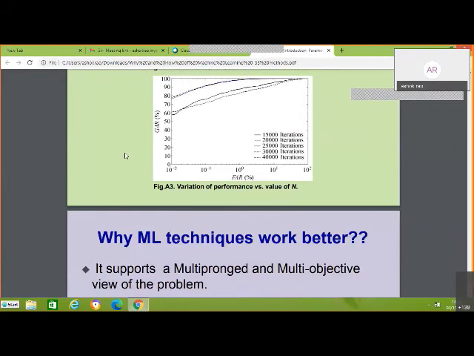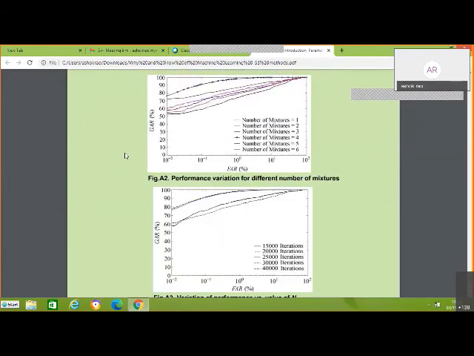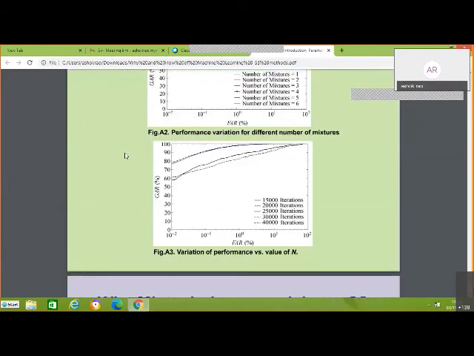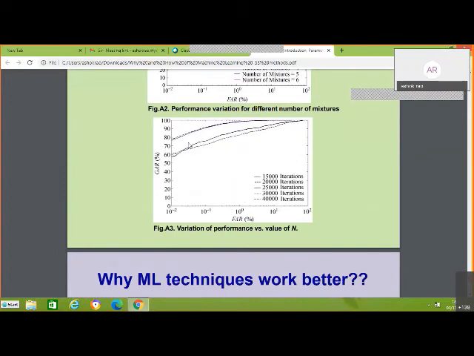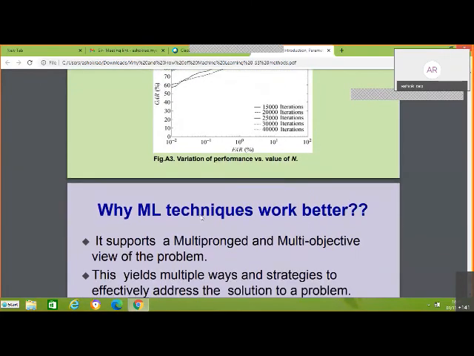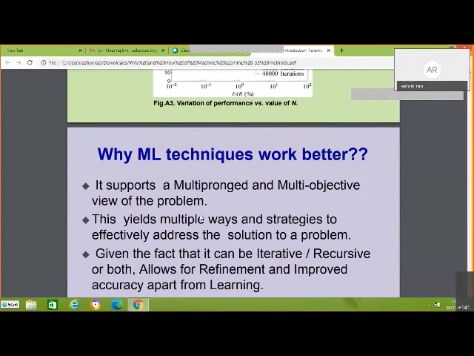A lot of computation, 30,000 to 40,000 iterations will have to be done. That's the reason why most of the ML today is done either on the cloud where there is GPU support, or on a machine where you have a GPU processor on your desktop or laptop. Too much computation. Now, why do ML techniques seem to work better?